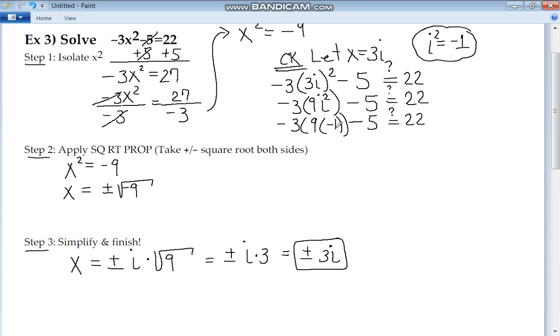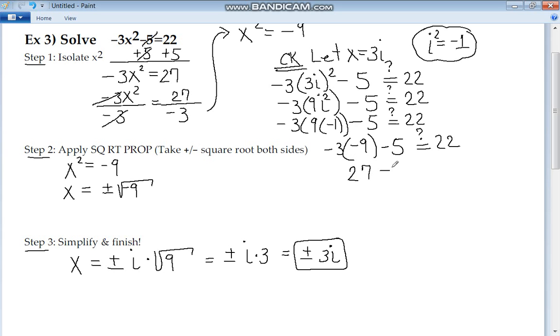Okay, 9 times a negative 1 is negative 9. So I have negative 3 times negative 9 minus 5 in the question. Does that equal 22? I'm hoping it does. Otherwise, something went wrong. Let's see. A negative times a negative is a positive.